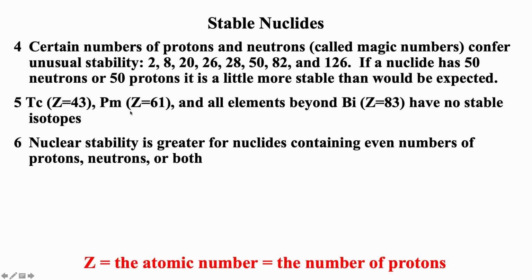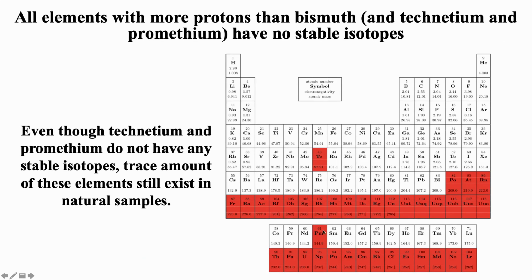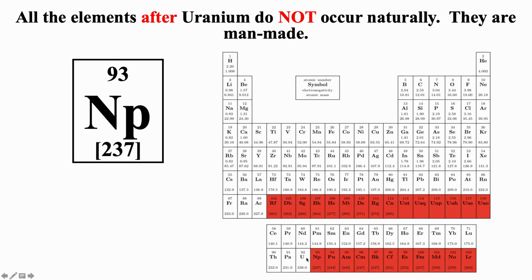Technetium and promethium and all elements beyond bismuth have no stable isotopes. So technetium, promethium, plus everything after bismuth is radioactive. There's nothing stable in these red elements. You should also remember everything after uranium. Uranium is element 92, so you go 93 on, and then go up here. Everything in red here is man-made. They're not naturally occurring.